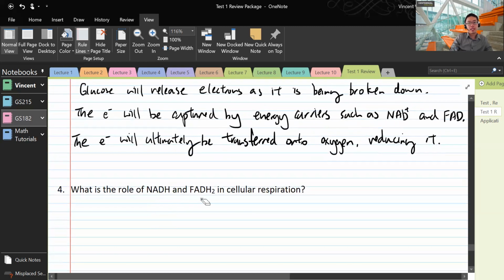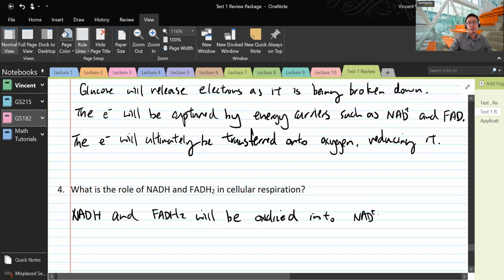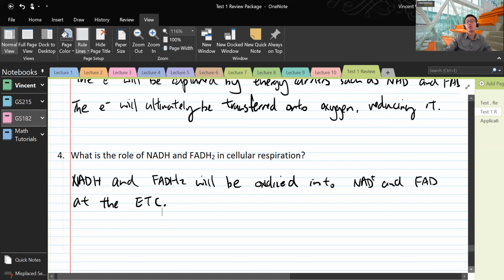What is the role of NADH and FADH2 in cellular respiration? So NADH, now pay attention to the words I'm using, okay? NADH and FADH2 will be oxidized into NAD plus and FAD at the electron transport chain. Okay, so at the ETC, they will release the electrons that they have captured. When they are releasing the electrons, when they're losing the electrons, they are said to be oxidized.